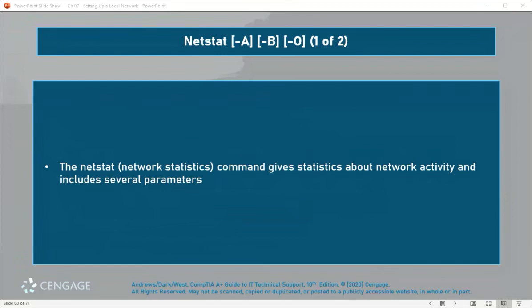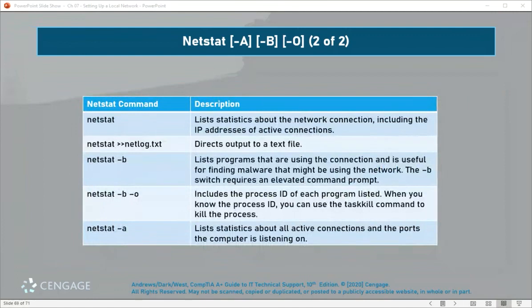Netstat, which is not the same as net space stat. I'm not even sure if that's a command, I don't recall. But this gives you network statistics about the activity and parameters of your various network connections. So if you have curiosities about whether or not a particular connection is giving you what you need, you can output that to a file. You can check to see whether or not certain programs are using a connection that shouldn't be. You can see process IDs, etc.